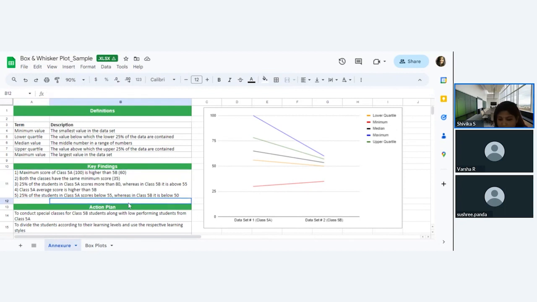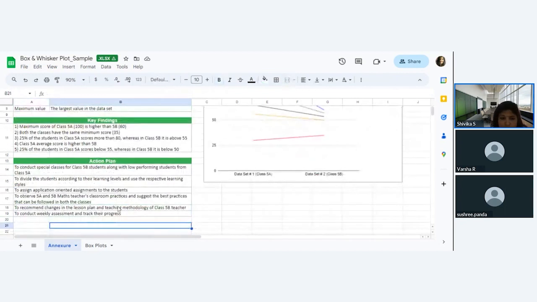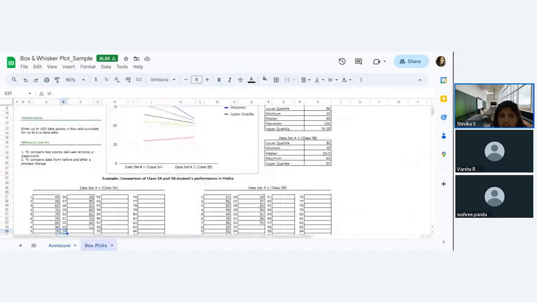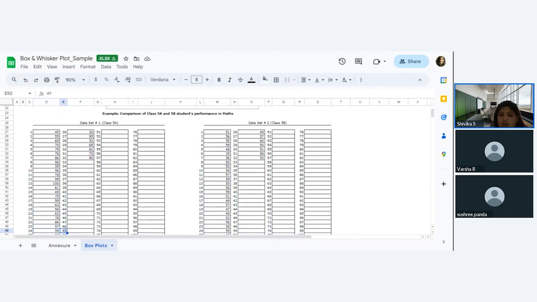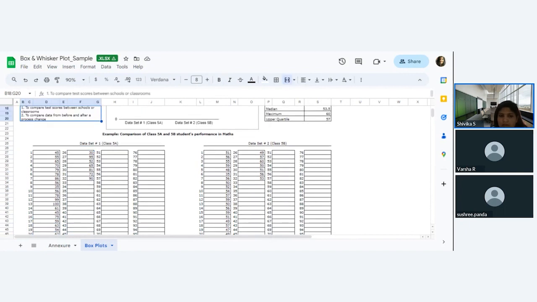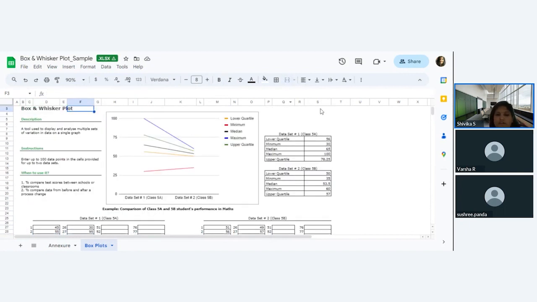So this is the graph. I'll just show you the data set. We will be sharing this with you. You can add approximately 100 data points to analyze and compare different data. So here, if you see, in the lower quadrant, the minimum scores in 5A and 5B are somewhere more than 25 and around 30.